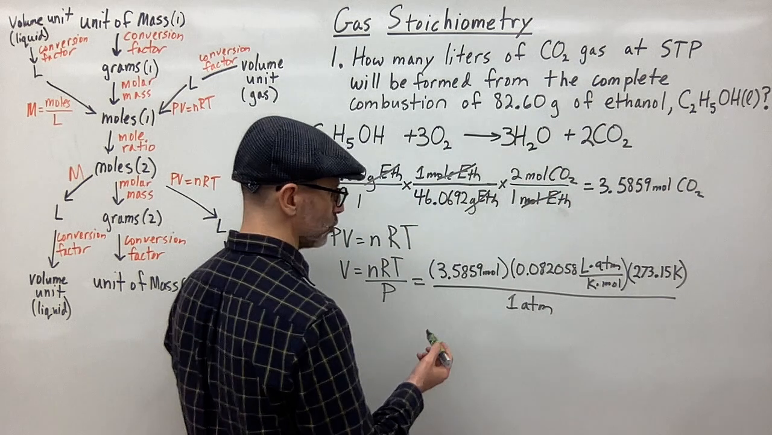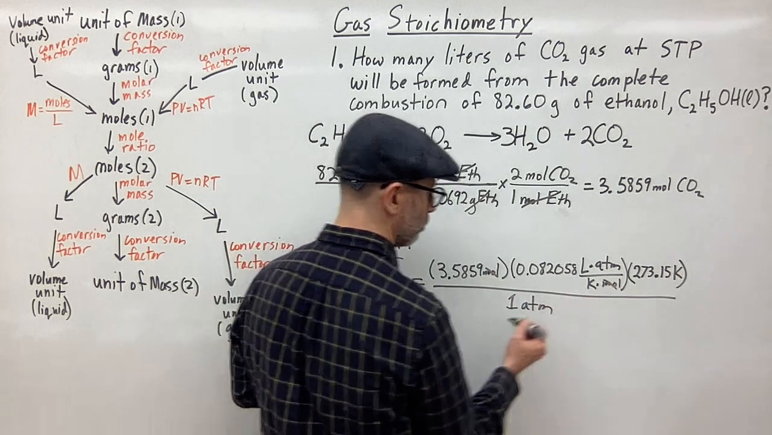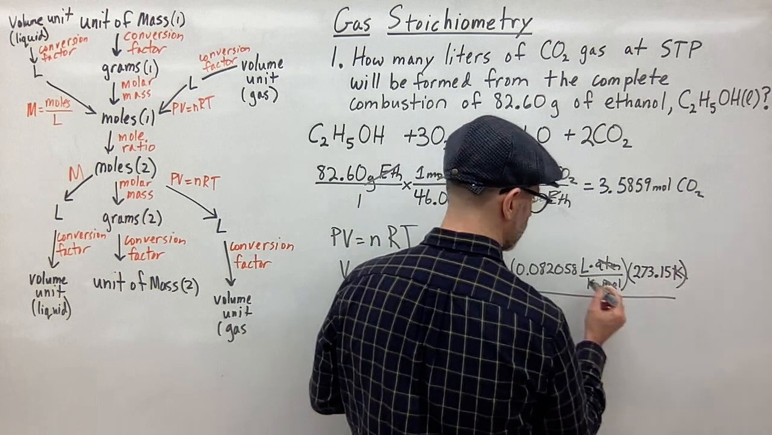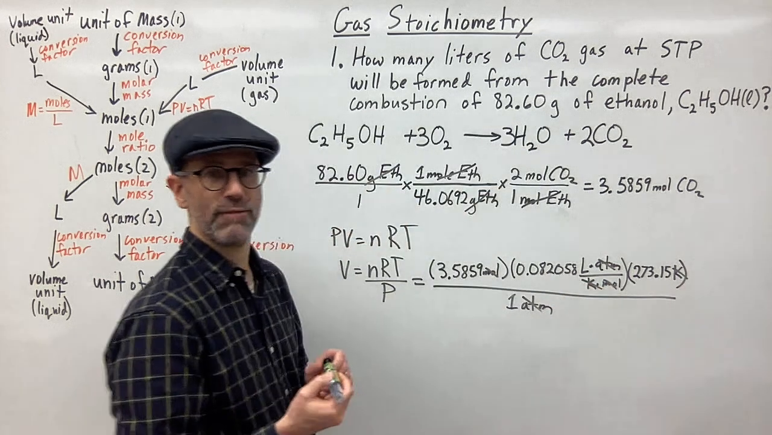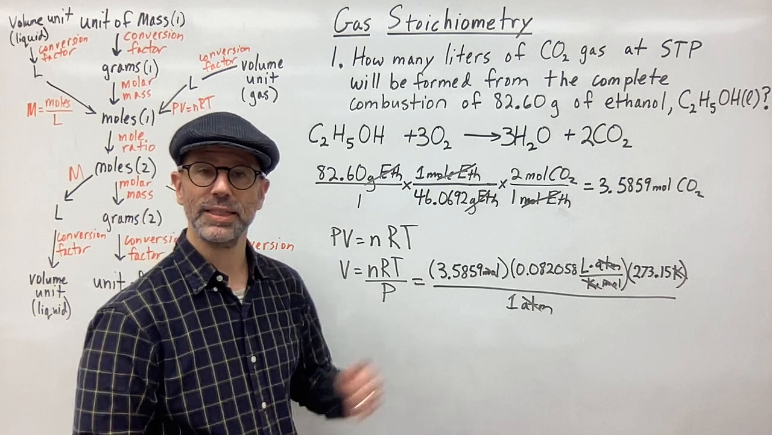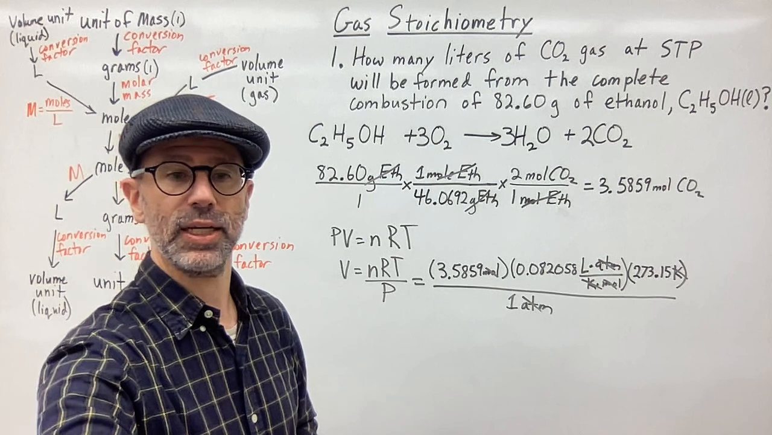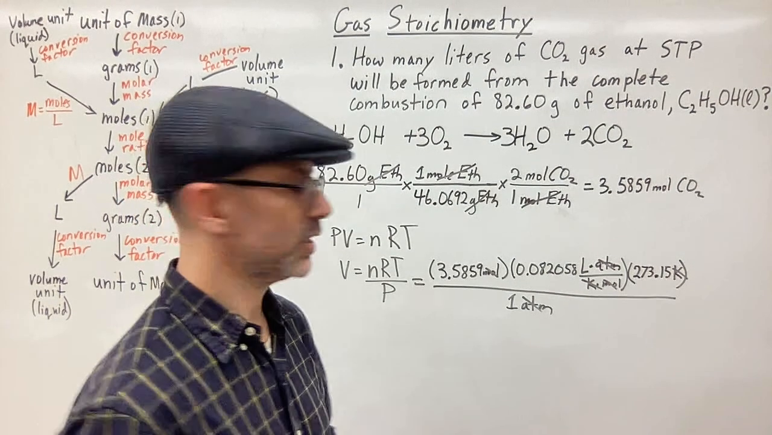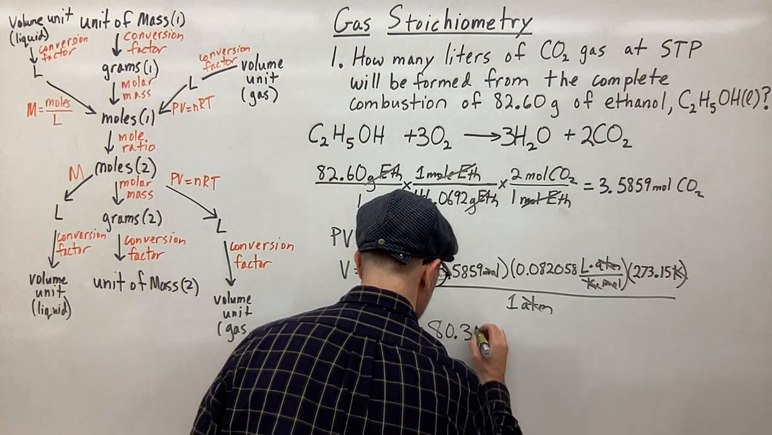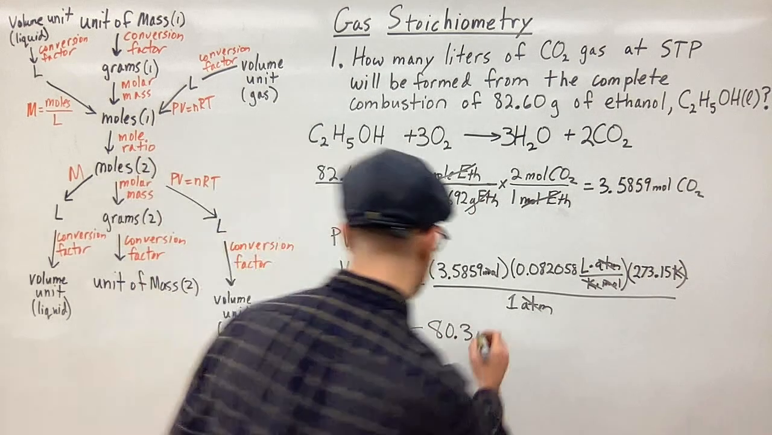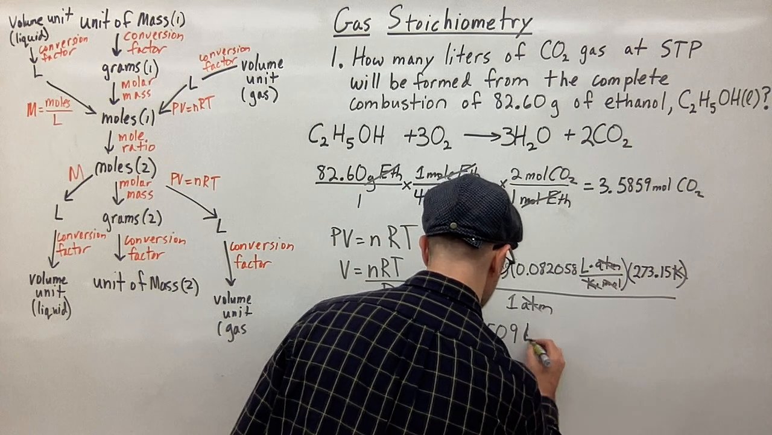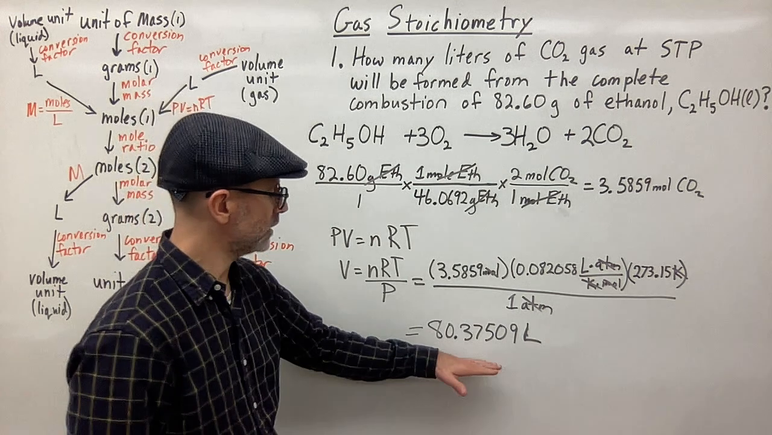So we look at what cancels out. Moles cancels out with moles. Atmospheres cancels out with atmospheres. Kelvin cancels out with Kelvin. And we're left with liters, which is a volume unit, which is what we're looking for. We're looking for volume. So all we need to do now is calculate that answer. And we get 80.3759, and that's going to be liters. And so that's the number of liters.